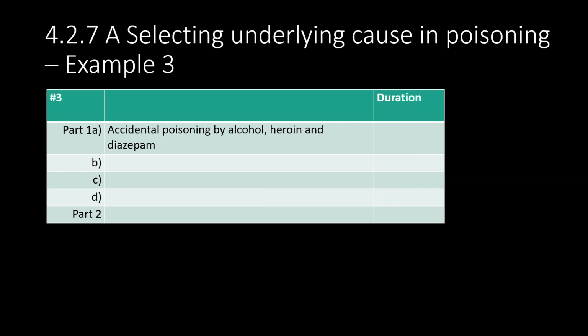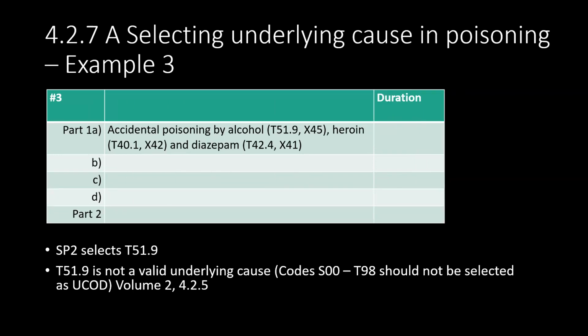Let's discuss another example. Part 1a, accidental poisoning by alcohol, heroin, and diazepam. For accidental poisoning by alcohol, the Chapter 19 code is T51.9 and the Chapter 20 code is X45. Heroin: Chapter 19 code T40.1, external cause code X42. For diazepam, the Chapter 19 code is T42.4, and for accidental poisoning, the external cause code is X41.